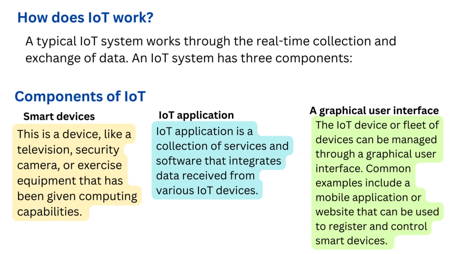The second component, which is the IoT application, is a collection of services and software that integrates data received from various IoT devices. It uses machine learning or artificial intelligence technology to analyze this data and make informed decisions. These decisions are communicated back to the IoT device, and the IoT device then responds intelligently to the inputs. And the third component is the graphical user interface. The IoT device or fleet of devices can be managed through a graphical user interface. Common examples include a mobile application or website that can be used to register and control smart devices.